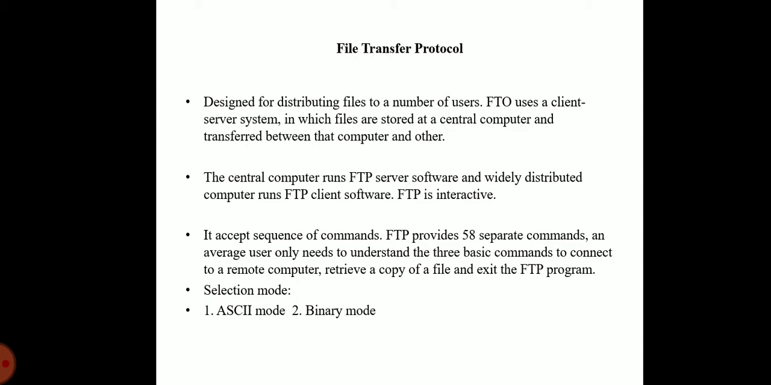The ASCII mode is used for transferring text files including HTML files. Different computer systems use different characteristics to indicate the end of the line. In ASCII mode, the FTP software automatically adjusts the line ending for the system to which the file is transferred, client to server or server to client.